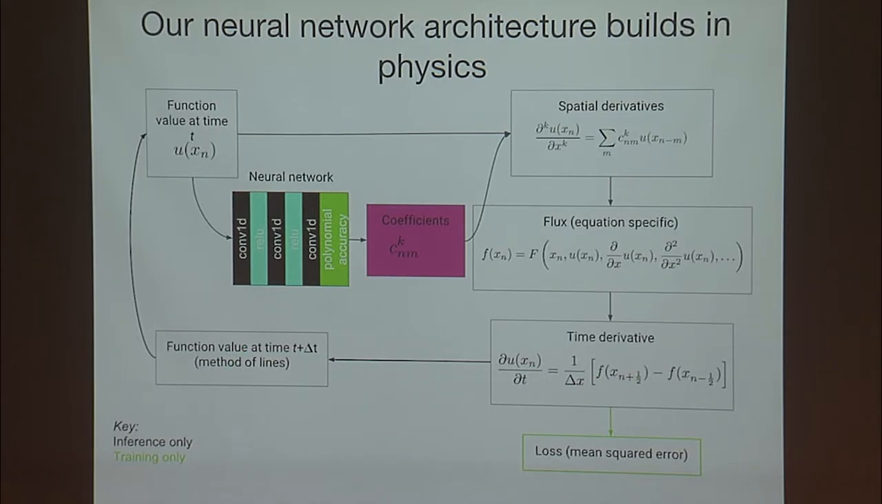That's the algorithm. In the training step, to train this neural network, you basically adjust. You have to put in a loss.